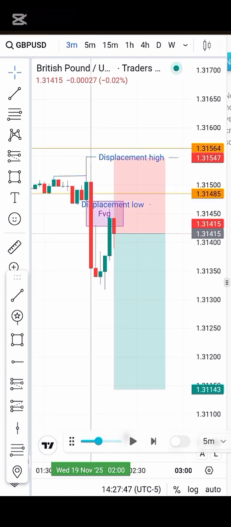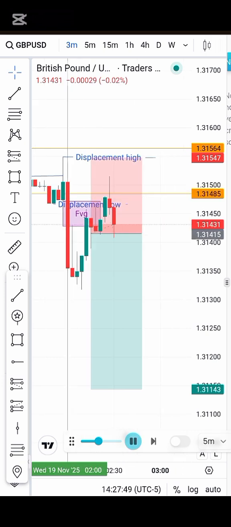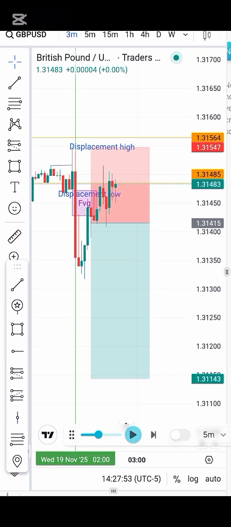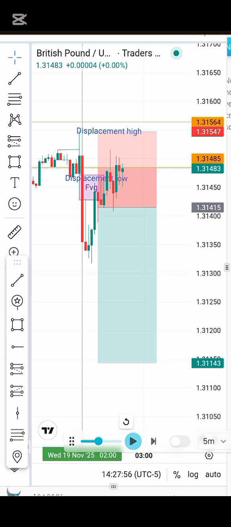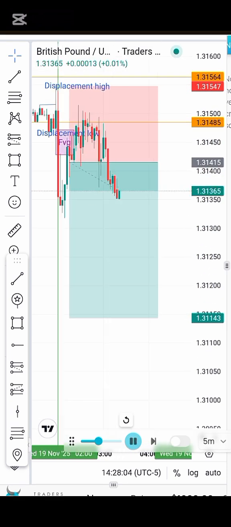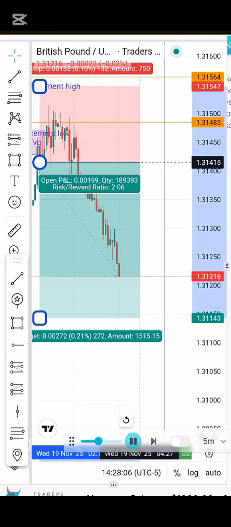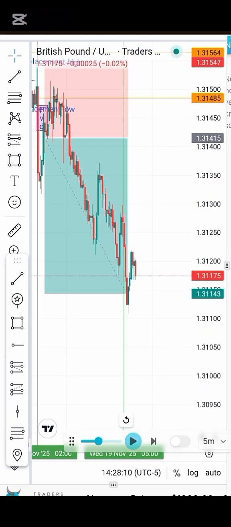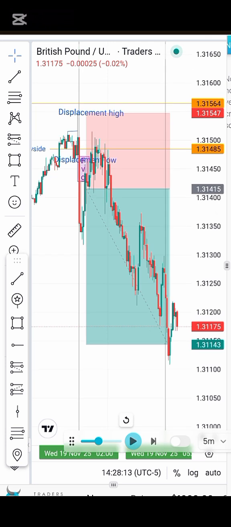Let's see how the trade plays out. Because you can see it's going to our stop loss level. Let's watch this. Whoa, can you see that? Nice. What a replacement. Boom. TP hit. Nice. TP hit. So this is how we trade.